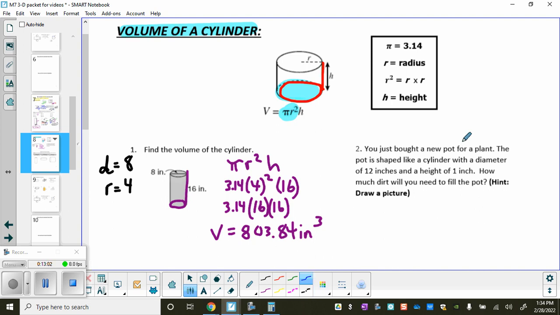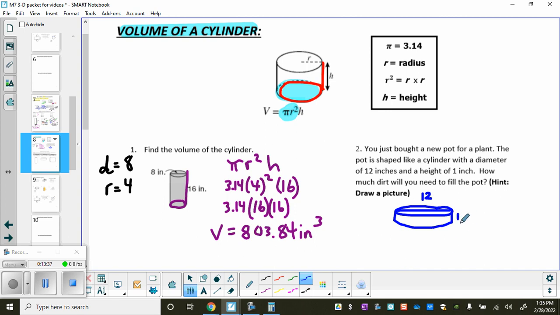So you just bought a new pot, and you're going to plant a plant in it. So the pot is shaped like a cylinder, and it has a diameter of 12 inches and a height of 1 inch. So let's draw this one, and this one's going to be kind of weird. Let's just start with kind of a really fat oval, because that distance all the way across is going to be a 12. And if that distance all the way across is a 12 and the height is only a 1, see how kind of flat that cylinder is meant to be?